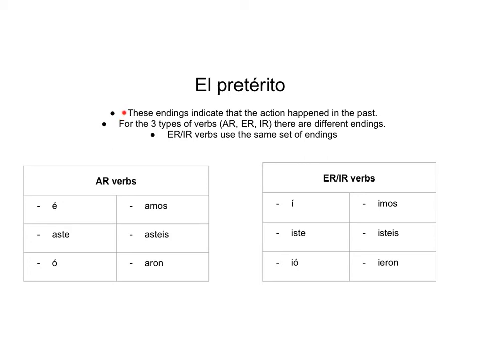So if you would want to tell somebody that you did something in the past, you would use these endings for an AR verb and these endings for an ER or IR verb. And the nice thing about preterite is that the ER and IR verbs use the same set of endings. You should go ahead and copy these down into your notebook, as we will be using them a lot in our first few lessons.